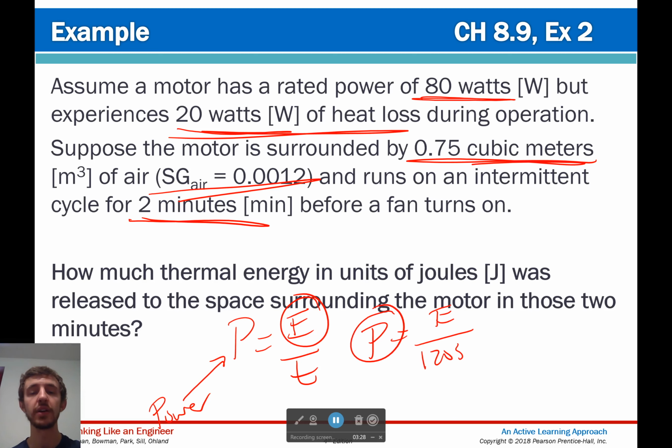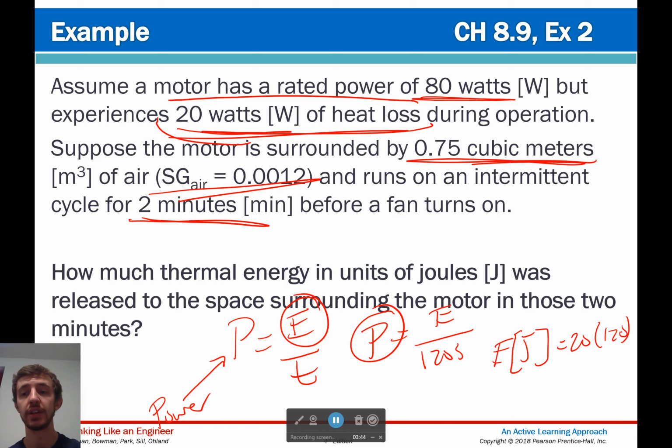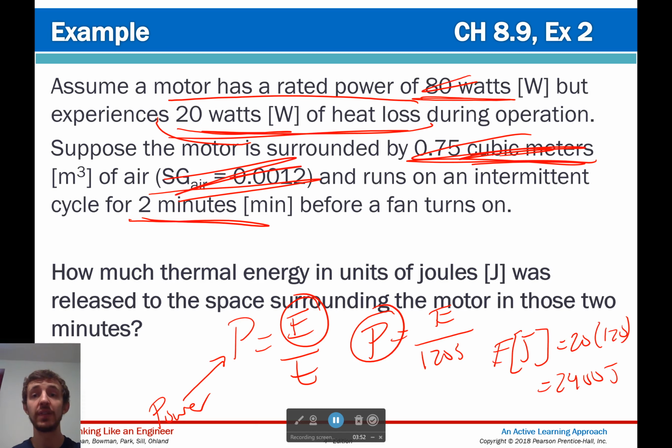So all I need to know now is the power. What power was going to the air in its form of heat? Well, this right here. That's it. So the energy in joules is going to be equal to 20 times 120. It's going to be equal to 2,400 joules. And you're done. That wasn't necessary. This wasn't necessary. Even that wasn't necessary in the end.